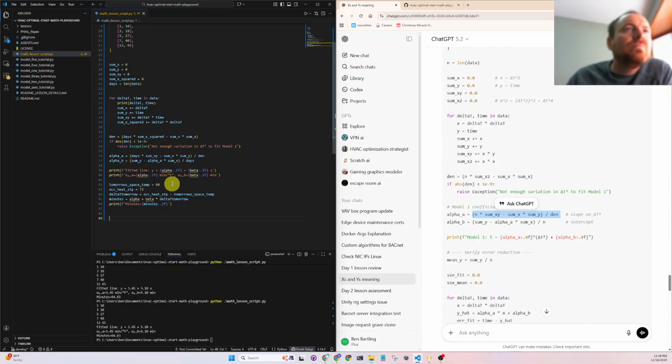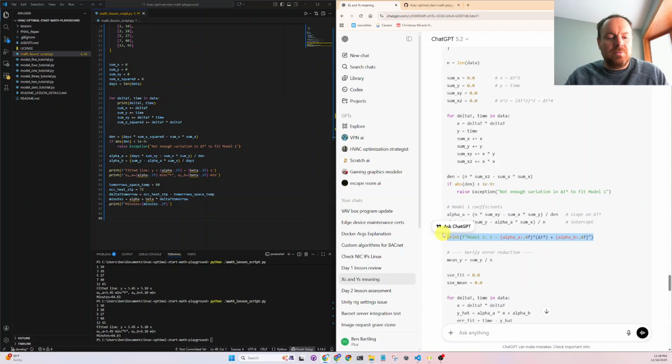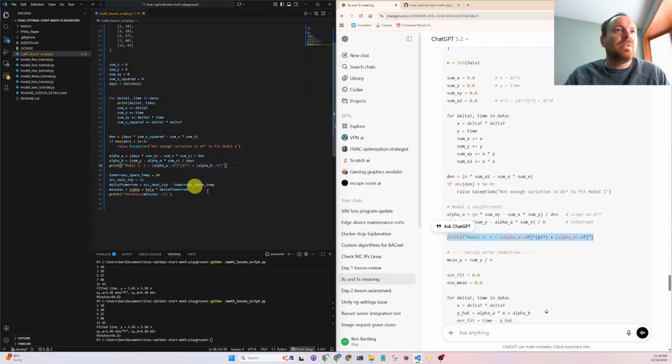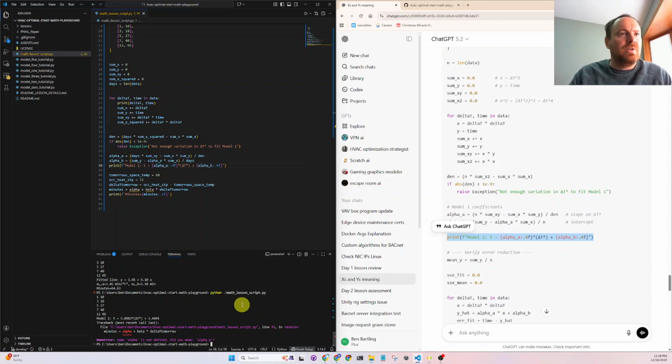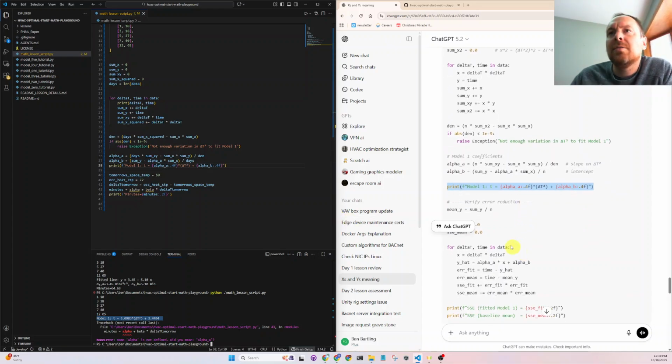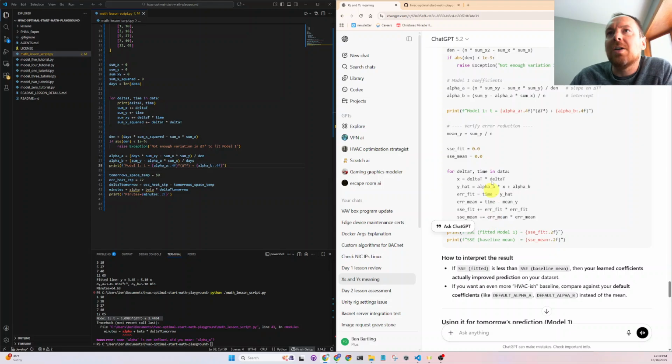All right, so model 1 print. Let's just run our script. So it does. Here's our equation. All right, so this is the model error, which is interesting.